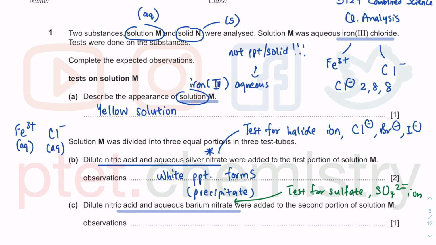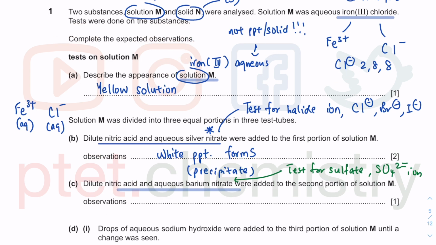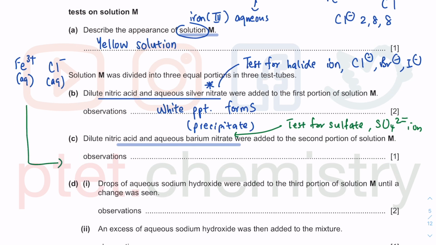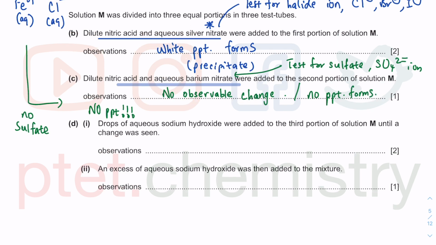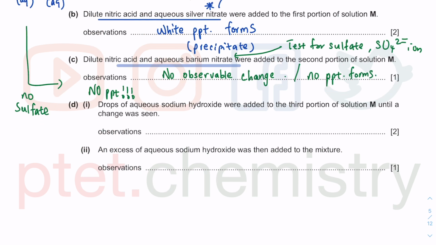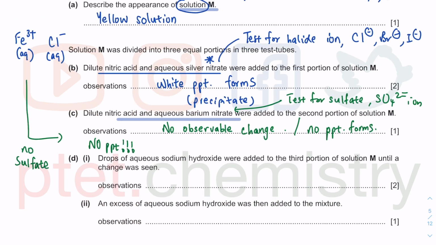However, we were told that only iron(III) and only chloride are present. There is no sulfate. If there is no sulfate, we don't see any precipitate. No precipitate at all, no white precipitate at all. Therefore, we say no observable change. Some students would just say no change, no reaction. It remains a colorless solution, no precipitate, also okay. If you say no precipitate forms, also okay, but no observable change is best. Since this is a negative test, there is no sulfate in our iron(III) chloride solution.